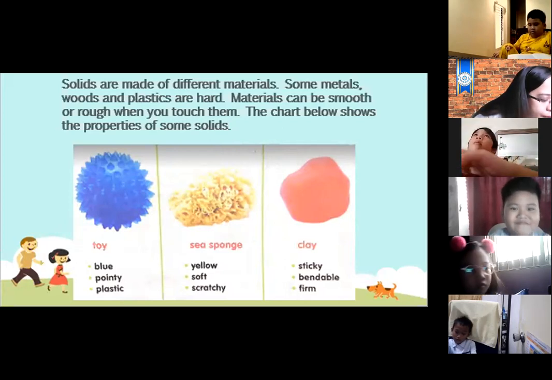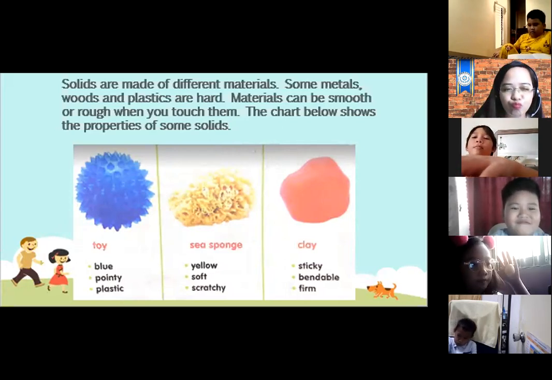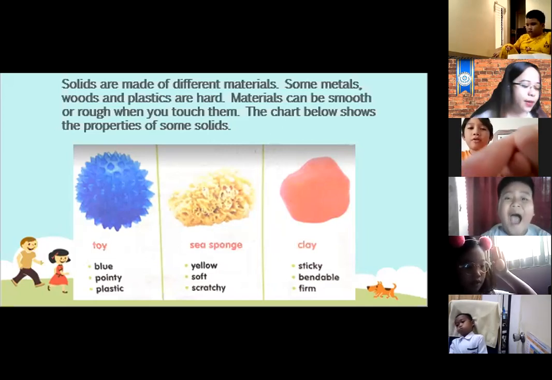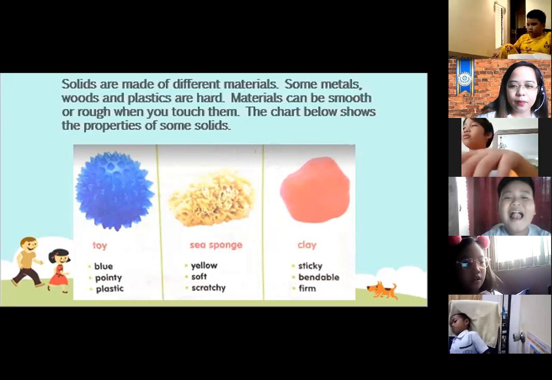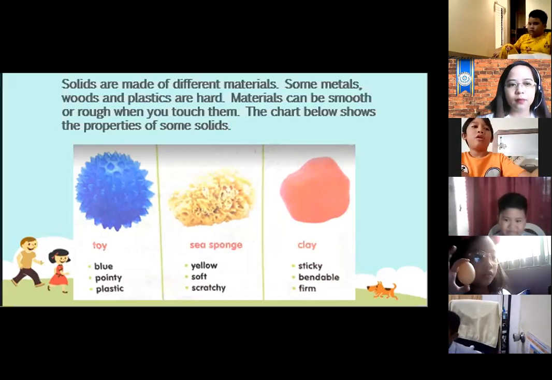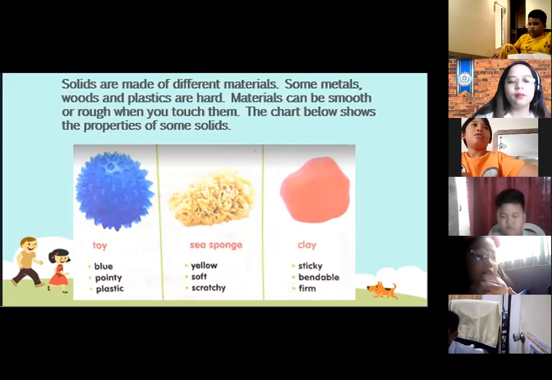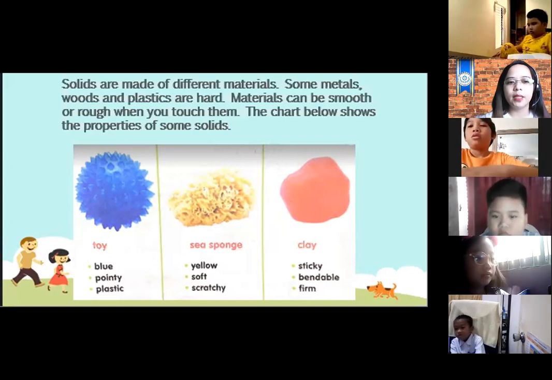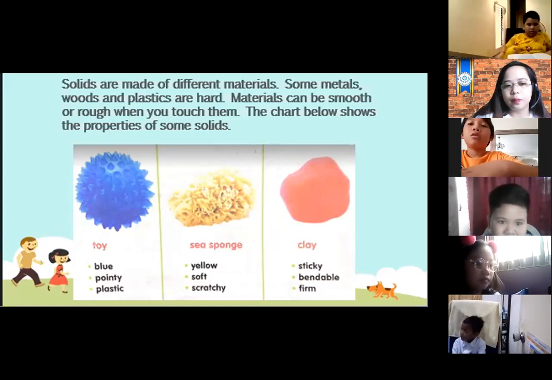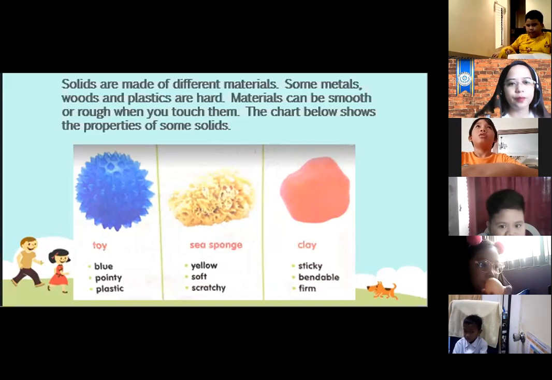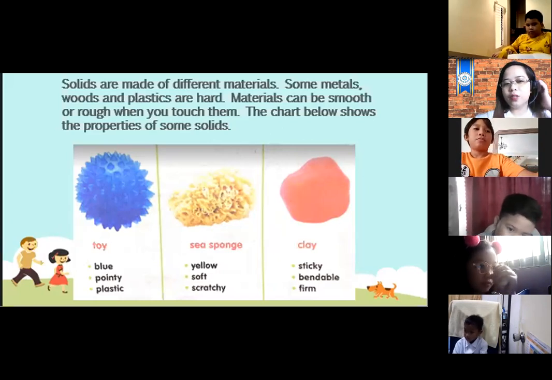Next, another one. Okay, let's have Eliza. So this is a toy egg. It's oval and hard and plastic. Good job. And is it rough or smooth? It's rough. All right, it's rough.